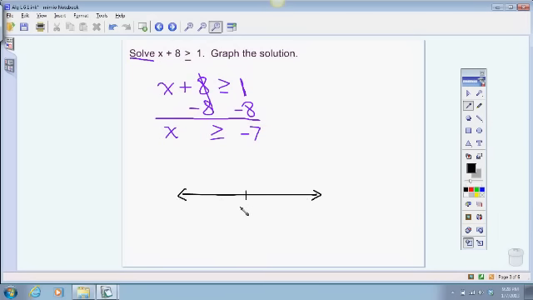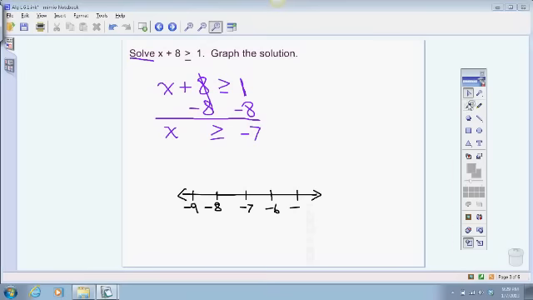Okay, so here's negative 7. Make sure you're graphing the number line correctly. I see a lot of times people try to put negative 6, negative 5 to the left, and it's not. It's negative 9, negative 8, negative 7, then negative 6 and negative 5. But again, you want to write 1 or 2 on each side.